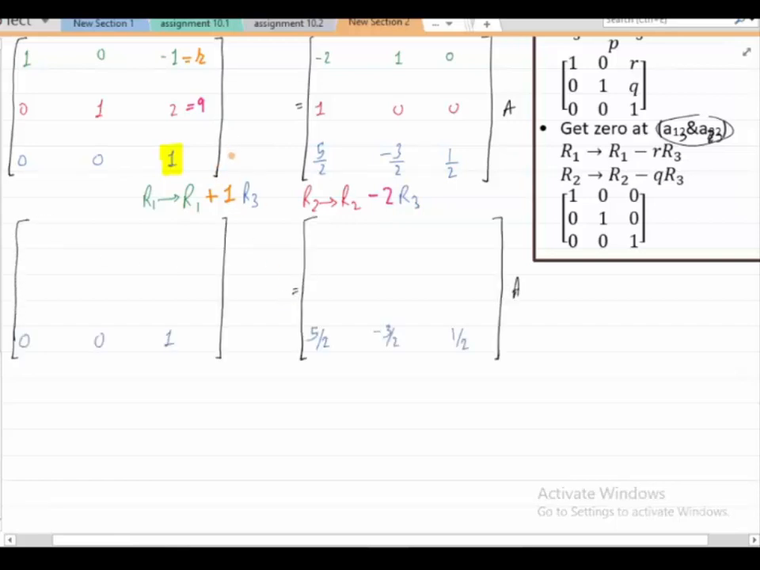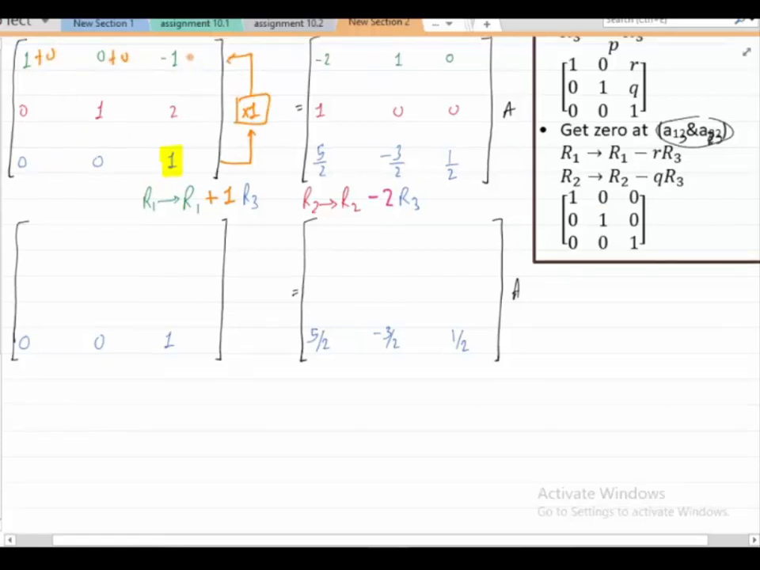And to get the first row we have to multiply the third row with plus 1 and then add to the first row, which will give us plus 0, plus 0, plus 1, and the same thing on the right side will give us plus 5 by 2, minus 3 by 2 and plus 1 by 2, which gives 1, 0, minus 1, 1 by 2, minus 1 by 2 and 1 by 2.